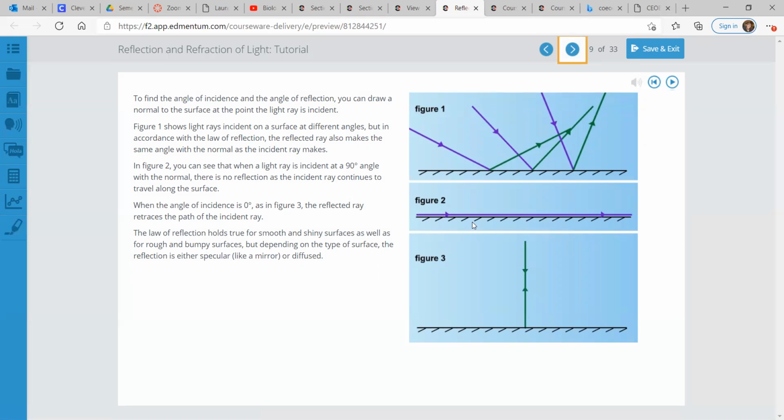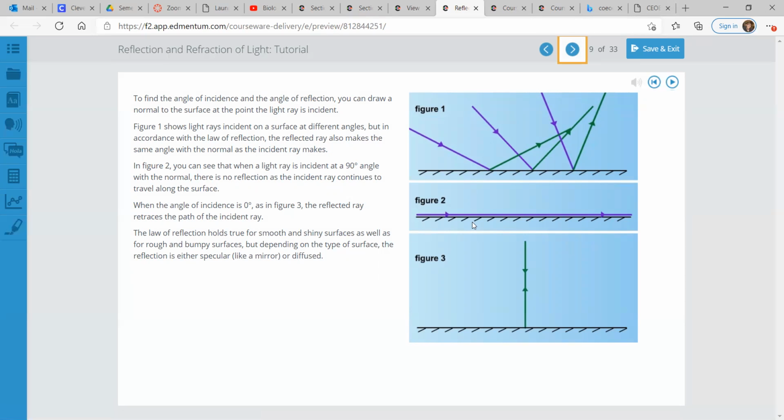In figure 2, you can see that when a light ray is incident at a 90-degree angle with the normal, there is no reflection as the incident ray continues to travel along the surface. When the angle of incidence is 0 degrees, as in figure 3, the reflected ray retraces the path of the incident ray.